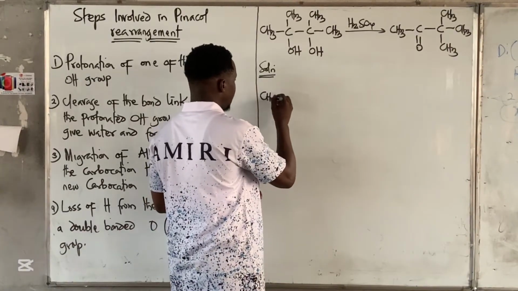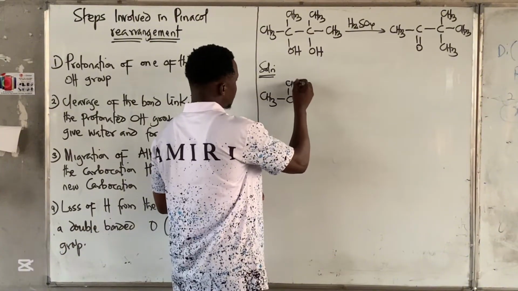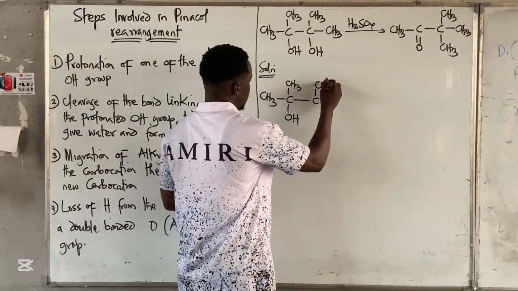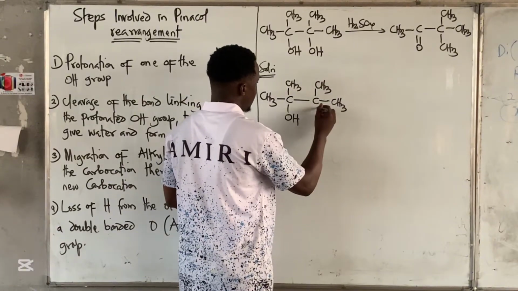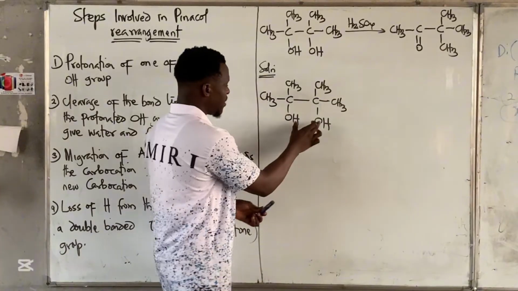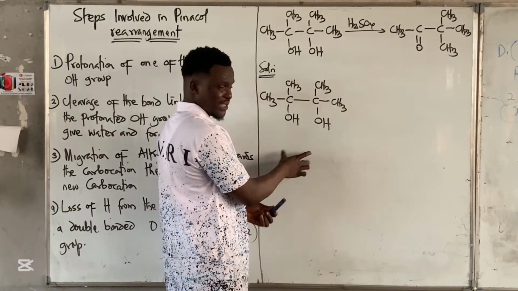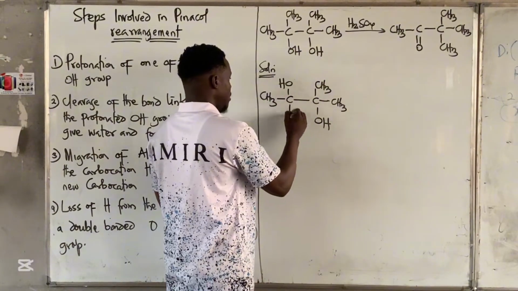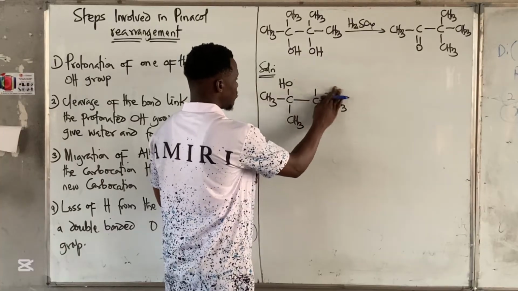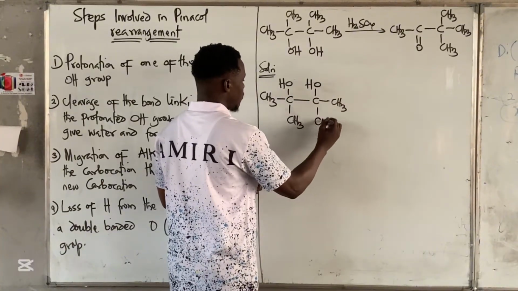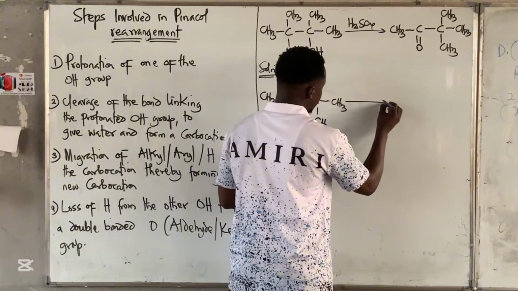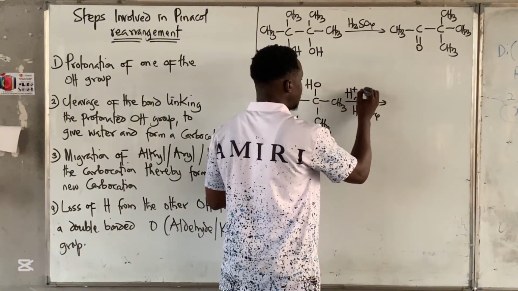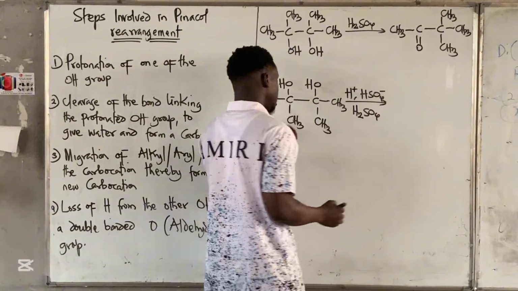So I'll come here, I'll say CH3, C, CH3, OH, CH3, OH. Now, I want to flip this OH upwards and bring the CH3 down. It's still the same thing. So I put OH up, I put CH3 down. Now this is it. Now H2SO4, when I split it, it's going to be H plus, HSO4 minus.